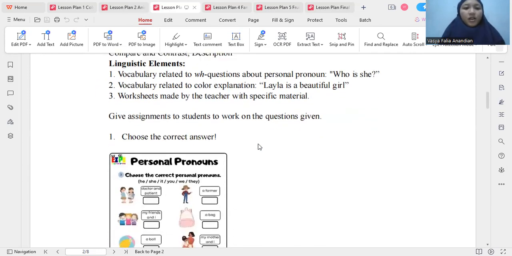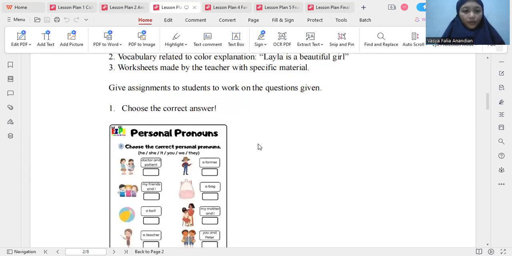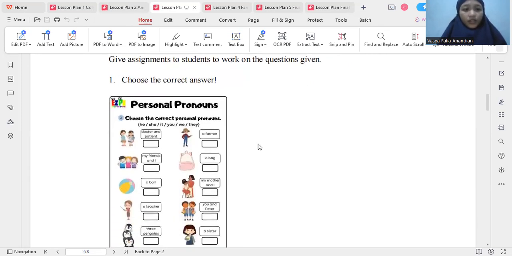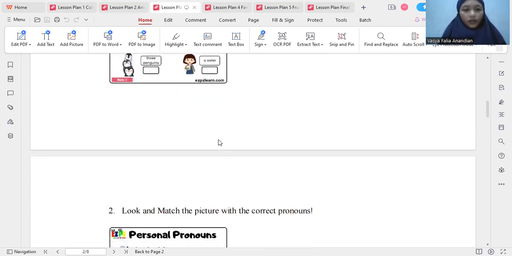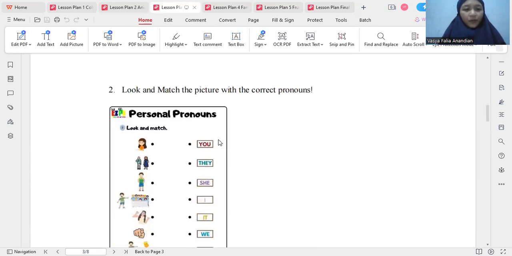So the worksheet first, choose the correct answer. Students choose the correct personal pronouns based on the choices that have been there in the worksheet. So, for example, a farmer, this. The student chooses between these personal pronouns and the answer is he, and the students can write he in this box. So the second is look and match the picture with the correct pronouns.